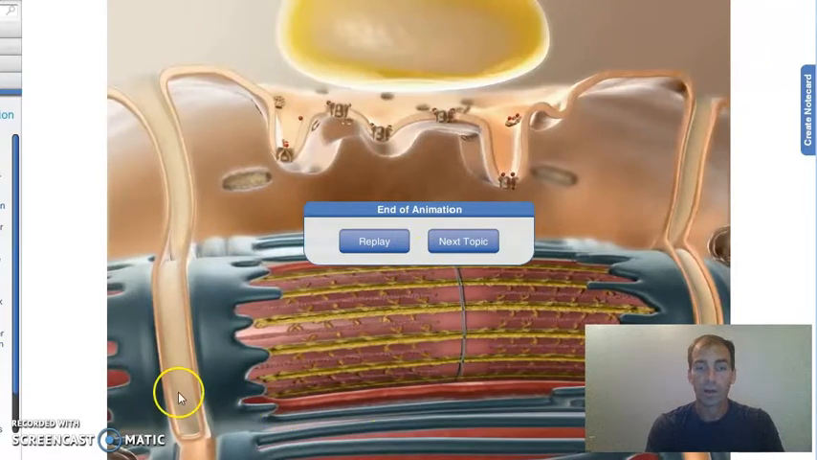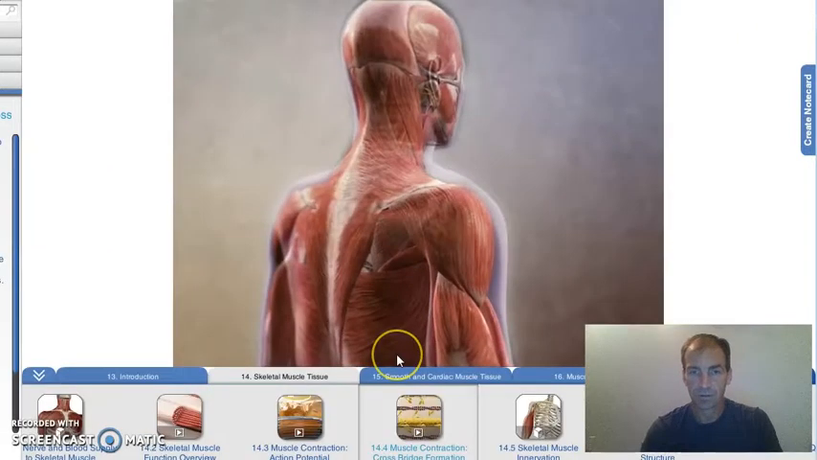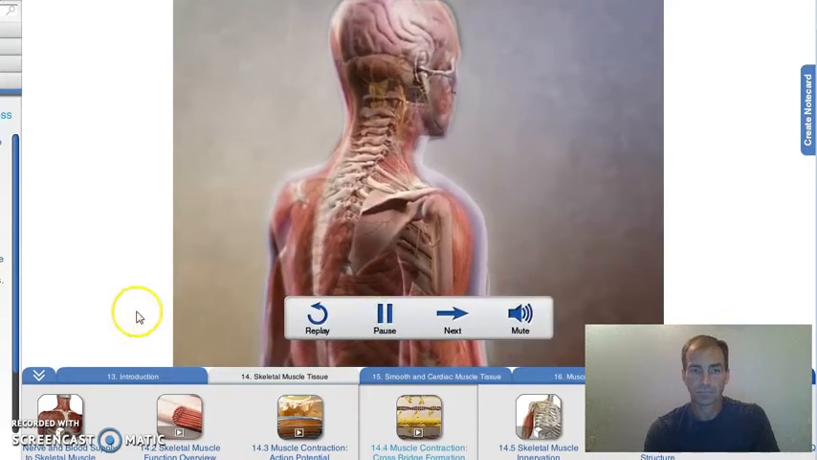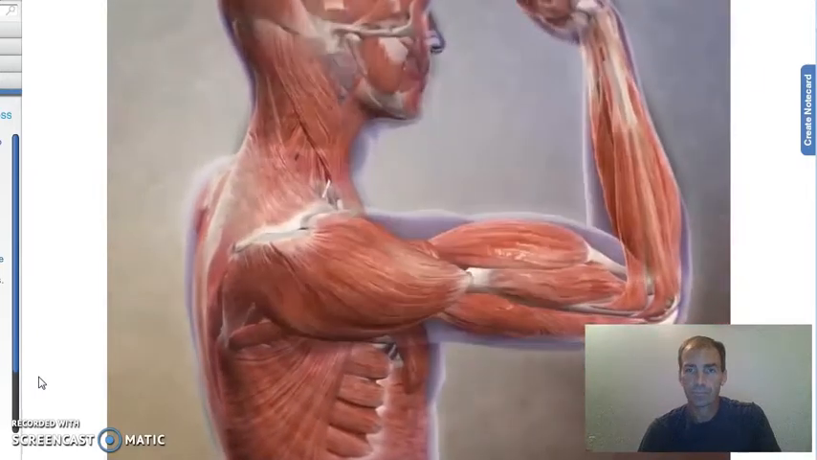Okay, so this is where, again, calcium is going to enter into the cell, and you will see this next part here as it starts to bind. When an action potential travels to a muscle fiber, a series of steps begin within the fiber that result in contraction.